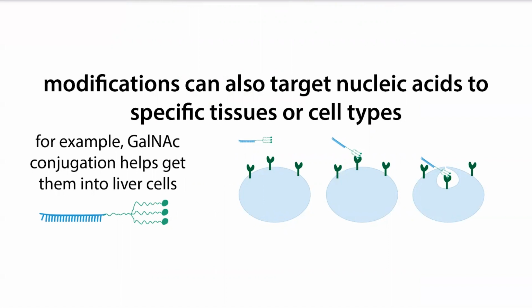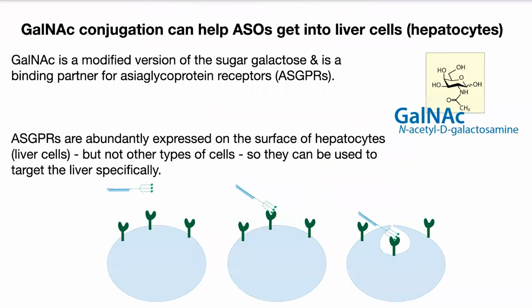And so the liver is a useful target because you can conjugate or attach a sugar called GalNAc to the nucleic acid, and then that will bind to receptors on liver cells, these hepatocyte receptors, and it will allow those liver cells to take up the compound. And so a lot of the ASOs in development are for liver diseases. GalNAc is N-acetyl-D-galactosamine. Sometimes you see 3 of these conjugated to a nucleic acid to get more binding.